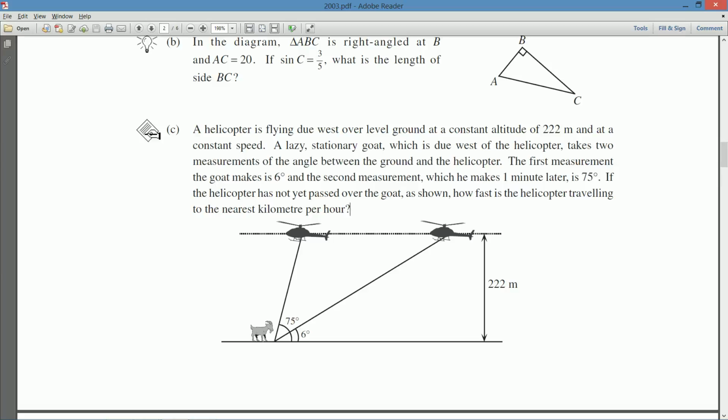So, things to take note of. We're asking for a speed, and speed typically is distance over time. So if I know the distance the helicopter traveled in a certain time length, I divide those two and I get the speed. And we know it's going to be going at a constant speed. We're told that in the question.